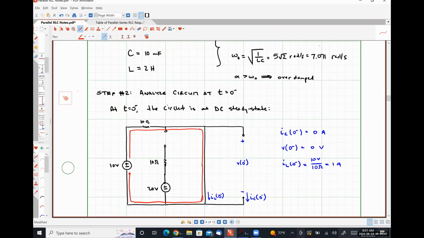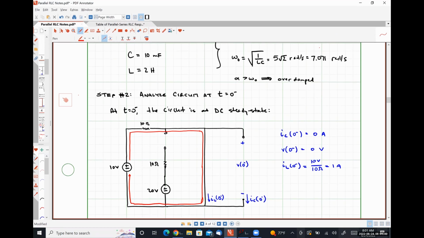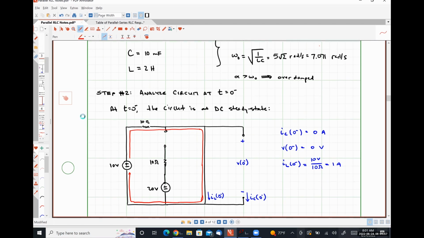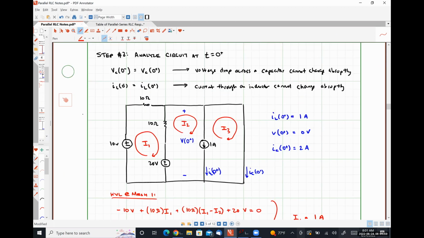We then analyzed the circuit at t equals 0 minus and determined the values for our capacitor current, capacitor voltage, and inductor current at this time. Next, we analyzed the circuit at t equals 0 plus, using the constraint that the voltage drop across the capacitor cannot change abruptly and the current through the inductor cannot change abruptly, and solved for our inductor current, capacitor voltage, and capacitor current again.